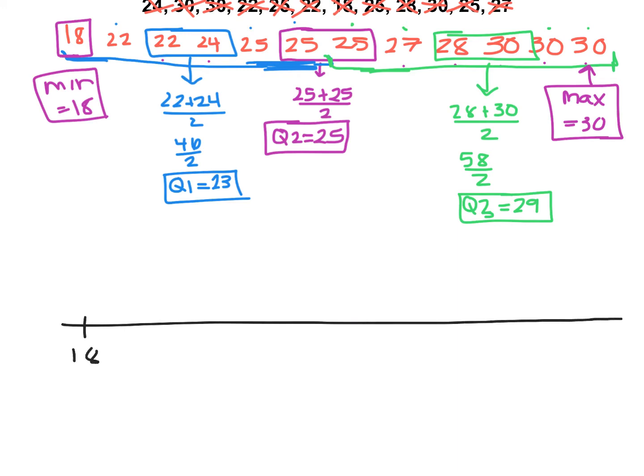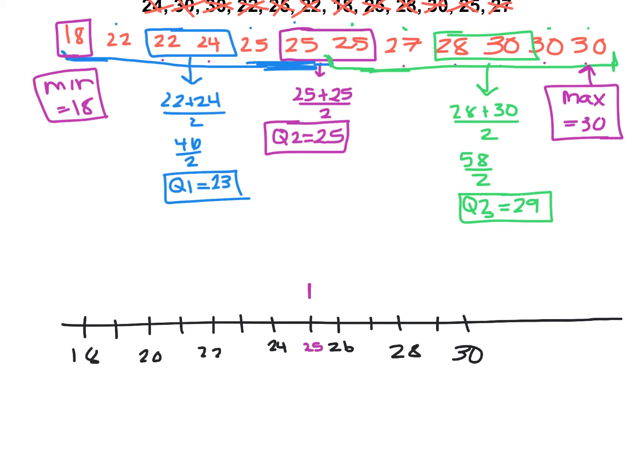Here's 18, then we have 19, 20, and then there's 22, 24, 26, 28, and 30. And we know that our median, or our middle number, is at 25. So I'm going to plot that here because that's going to be the middle of my box and whisker plot, and that's going to line up right at 25.